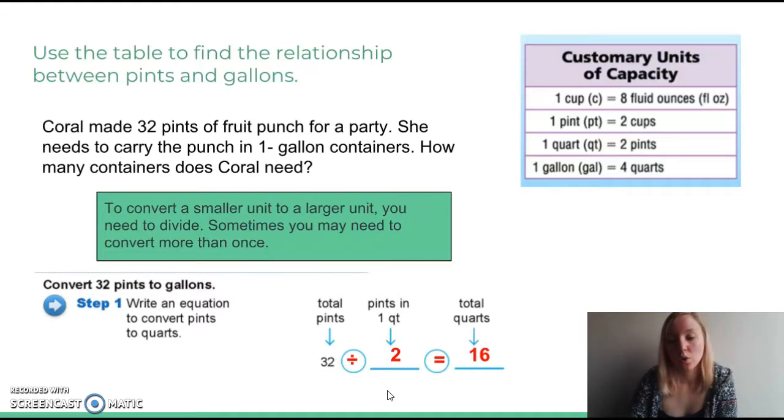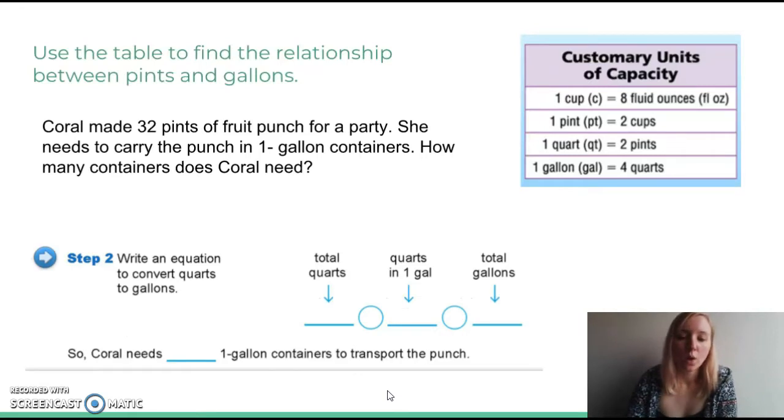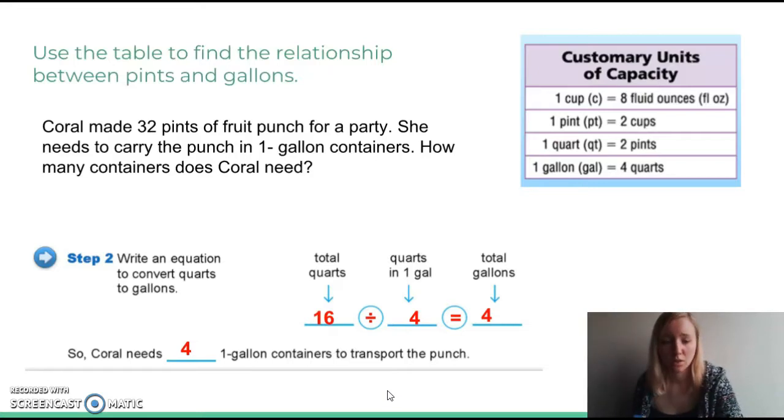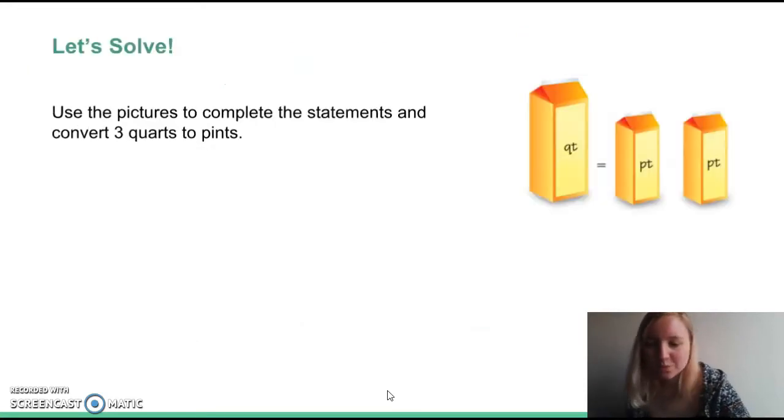Now we need to convert our quarts into gallons. So our total quarts, we had 16. We're going to again divide because we're going from small to big, which would be 4 quarts in 1 gallon if you look at our chart right above. And when we divide that, we get an answer of 4. So Coral needs 4 1-gallon containers to transport her 32 pints of punch.